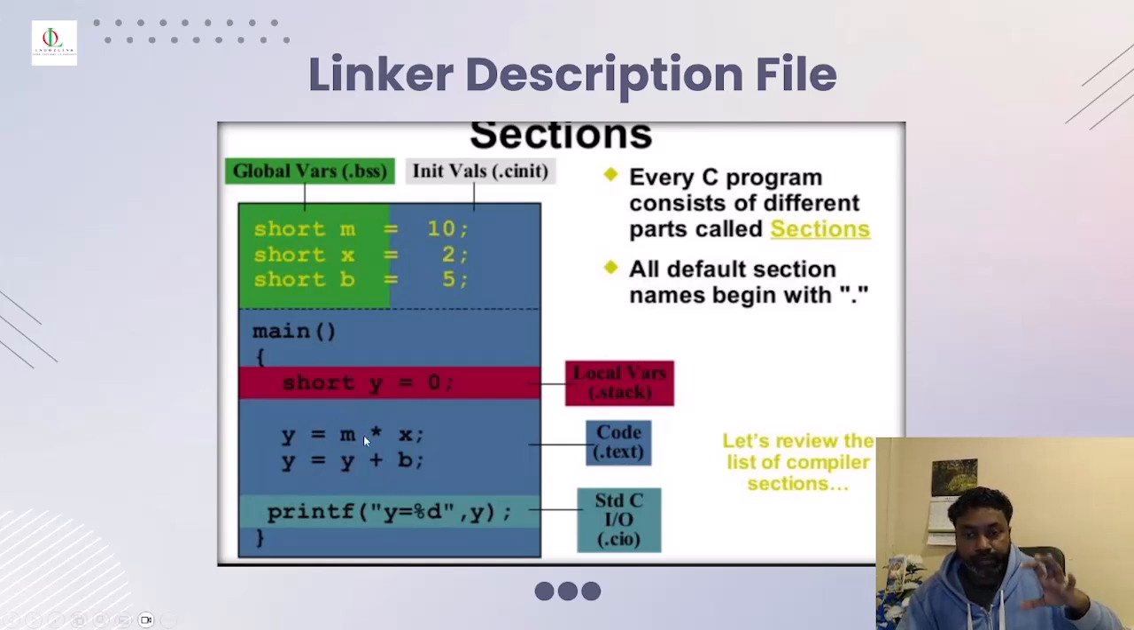And then there is a set of instructions. There is a multiplication, and there is an addition. That's where the real code sits, and that's classified as a .text section. And then you verify the results by a printf statement, and that is standard CIO, .cio. This will be the standard in most of the IDEs. So the linker description file is really important.